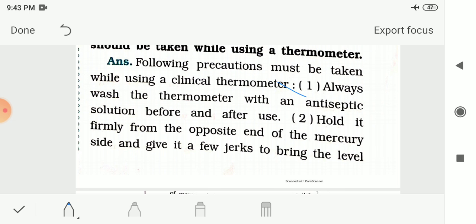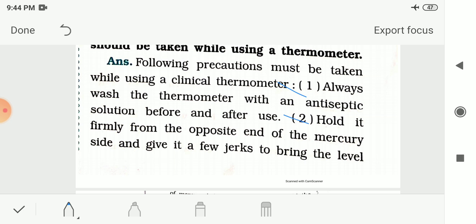In that, first one is, always wash the thermometer with an antiseptic solution before and after use. As most of the time we use this thermometer to measure the temperature of the patient, we should always wash the thermometer with an antiseptic before and after its use.